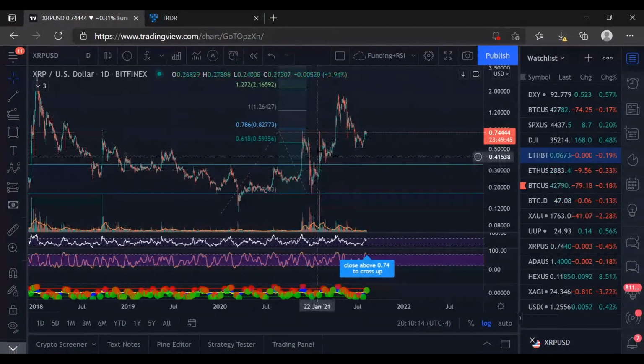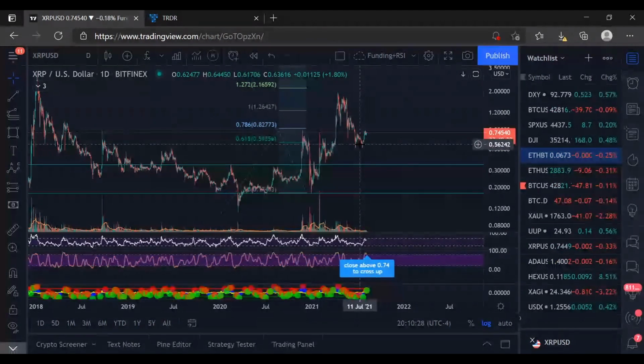Then you had an SOS right there, another back test of that accumulation range. Kind of your last point of supply. And then up. Now we're back testing this range right here. Still looks pretty bullish.